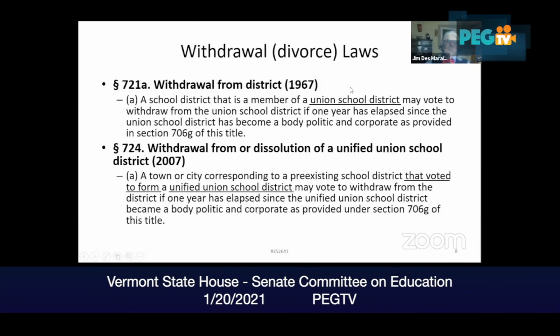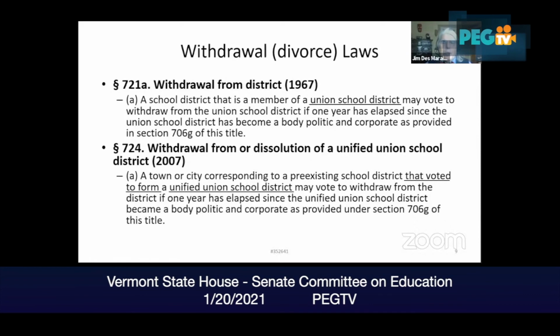So here's the law on divorce. We've got 2 laws, and they both predate Act 46, and they're not in conflict. They're different standards. So 721A is the statute about withdrawal from a union school district. And it says a school district that is a member of a union school district may vote to withdraw from the union school district if 1 year has elapsed since the union school district was formed. Okay. And then 724 is withdrawal for a unified union school district.